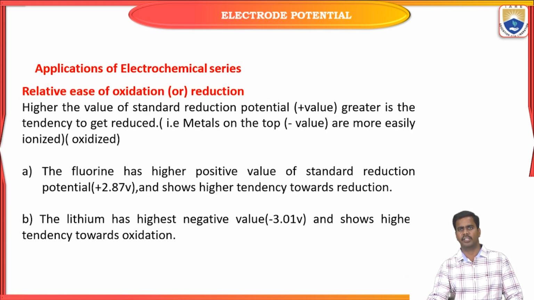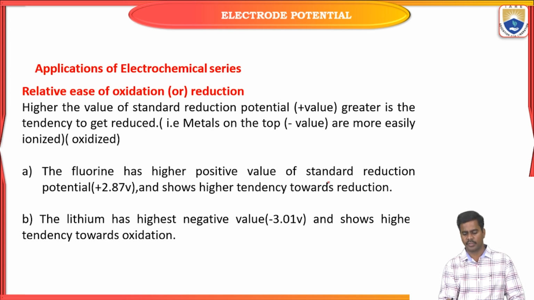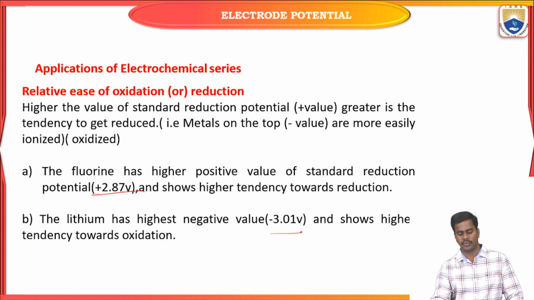And relative ease of oxidation and reduction reactions. The higher the value of standard reduction potential, the greater its tendency to get reduced. Metals on the top of the electrochemical series. For example, fluorine has a higher positive standard reduction potential, that is plus 2.87, and lithium has the highest negative value, minus 3.07. So lithium has a high tendency towards oxidation, fluorine towards reduction.